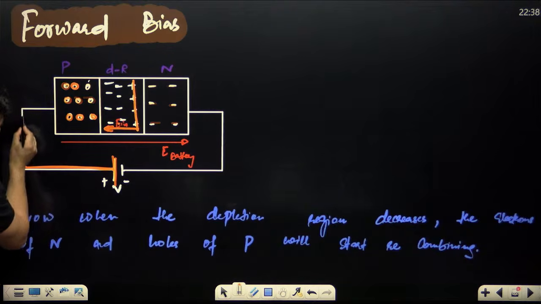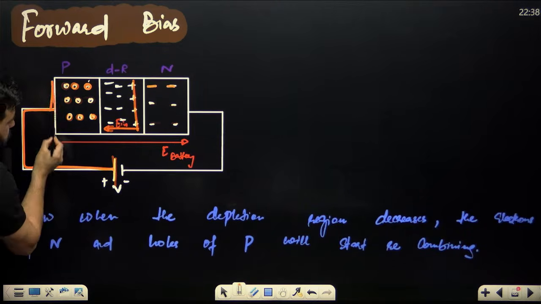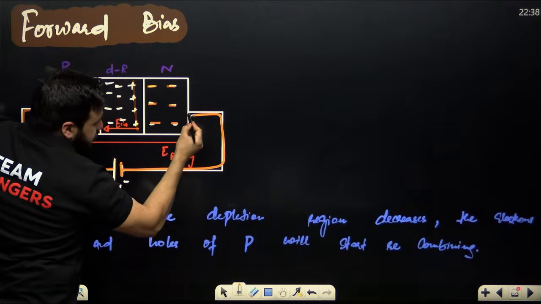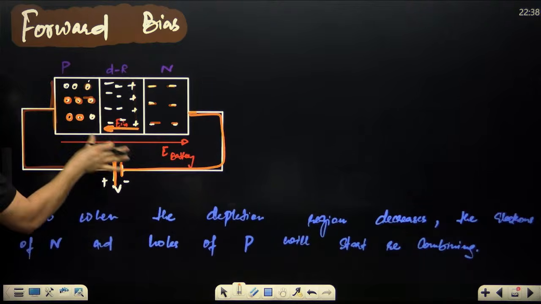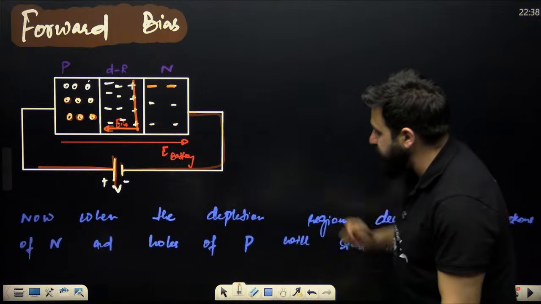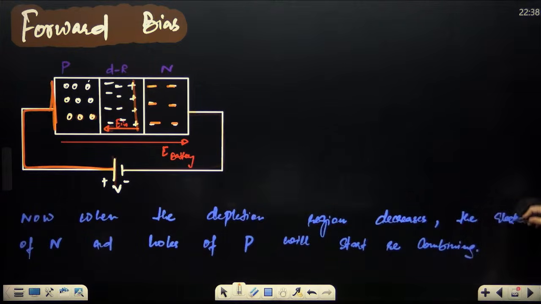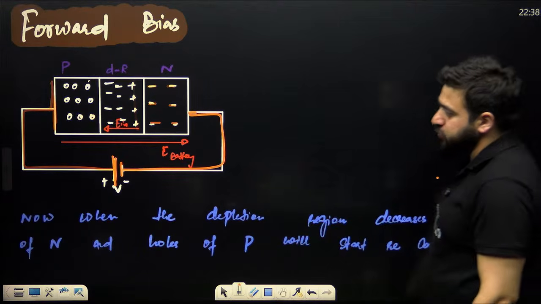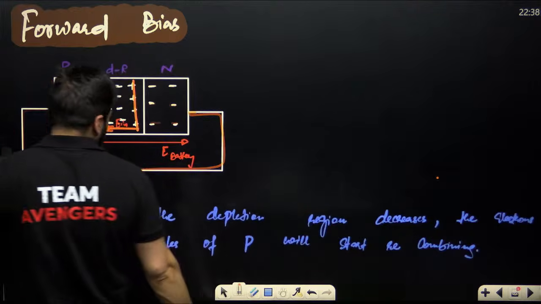When the positive terminal of the battery is connected to this P side, and the negative terminal of the battery is connected to the N side, this is what we call the forward bias. So when the positive terminal is connected to the P side and the negative terminal is connected to the N side, this is what we call the forward bias.